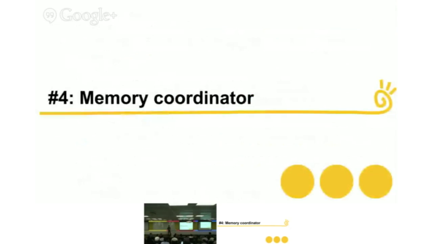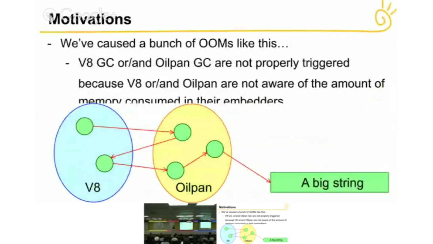So the final one is the memory coordinator. Let me describe the problem first. We have caused a bunch of out of memories like this. V8 GC or Oilpan GC are not properly triggered because V8 or Oilpan are not aware of the amount of memory consumed in their embedders. In this example, a big string is retained indirectly by the V8 object. But if V8 is not aware of that memory, V8 won't trigger garbage collection. So in that case, we will end up causing out of memory.